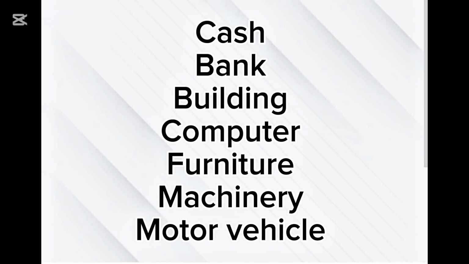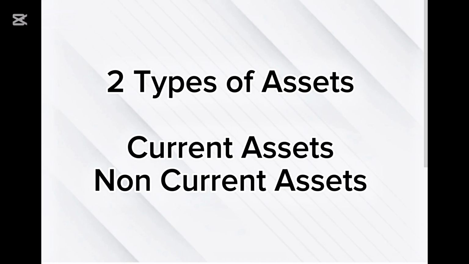An asset is divided into two types: current assets and non-current assets. A current asset is your cash, your bank balance, your inventory, the money that you will be receiving from your customers. This is your current asset. But a non-current asset is an asset that is used in the business for a long time, usually for more than one year. It can be your land, your building, machinery, and vehicles. These assets help the business over many years. Okay?